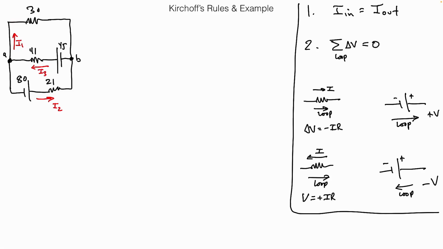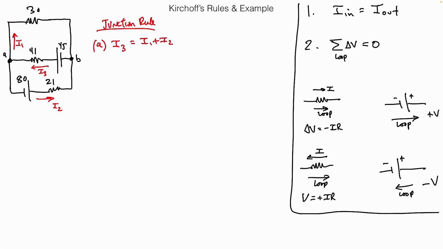Okay, so with those currents figured out, we can now write down the junction rule. Junction rule, junction A. What currents are flowing into junction A? Look at the direction of the currents. Which currents, current or currents, are flowing into A? Just I3. In equals out. What currents are flowing out? I1 and I2.